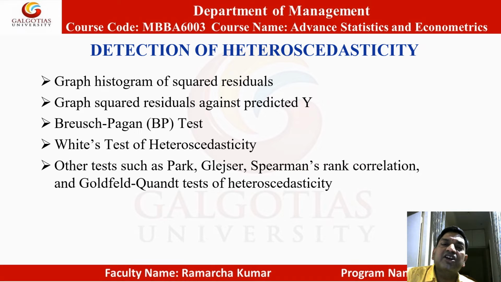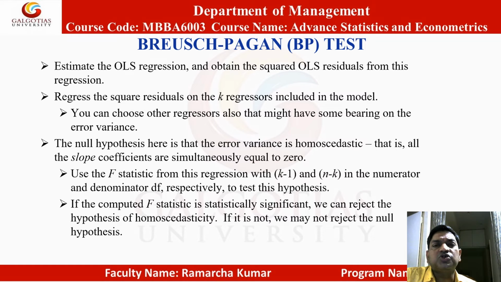Detection of heteroscedasticity. One approach is to graph a histogram of squared residuals. Second is to graph squared residuals against predicted y. Third is the Breusch-Pagan test. Fourth is the White test of heteroscedasticity. And then there are other tests such as Park, Glejser, Spearman rank correlation, and Goldfeld-Quandt test of heteroscedasticity.